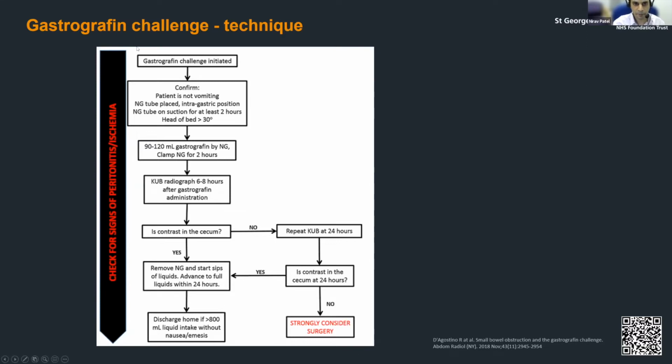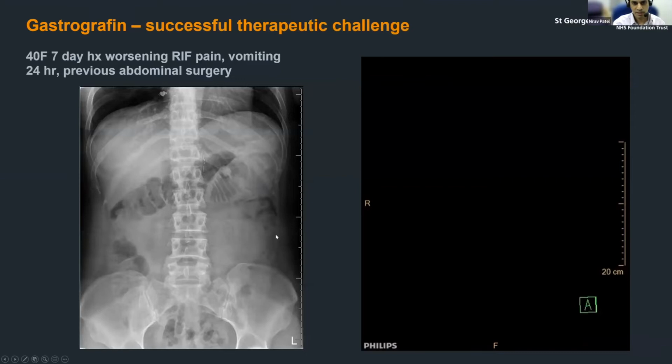Now, the patient needs to be selected correctly to go through this process before you decide to do a gastrografin challenge. This is an example of a successful gastrografin challenge.